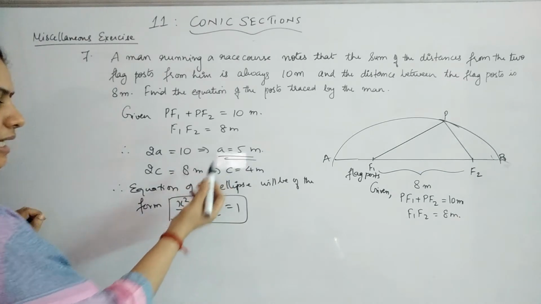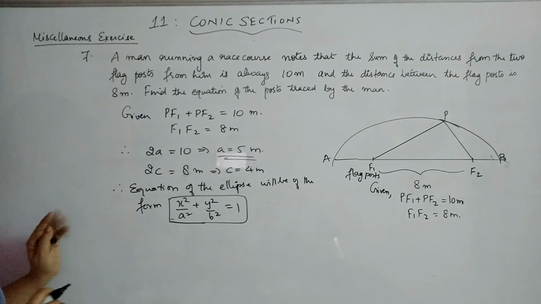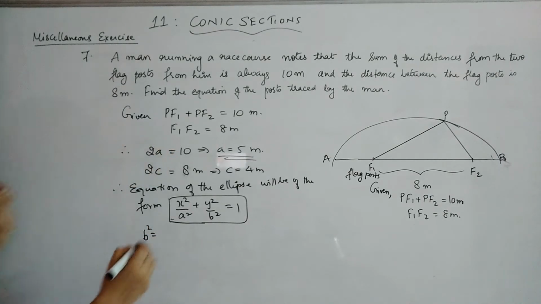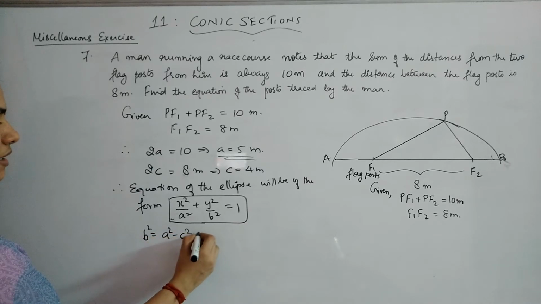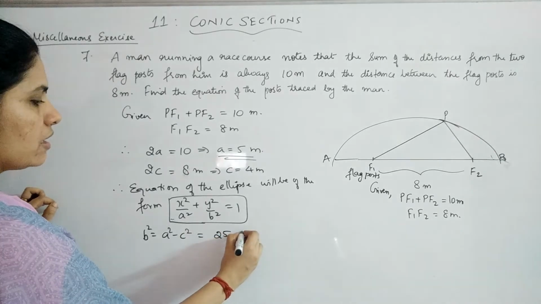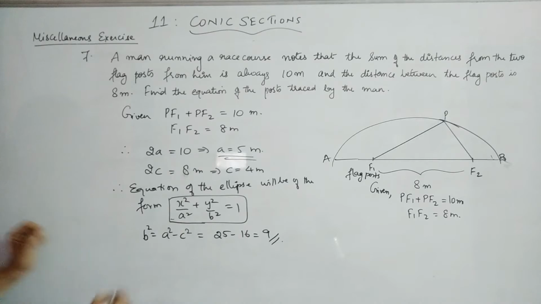Now we have a with us. We have to find out what b is equal to. For that we can consider the relation connecting a, b, c, which is b square is equal to a square minus c square, since a is bigger here. That means a square will give you 25, minus c square, which is 16, which is equal to 9. So we need b square also.